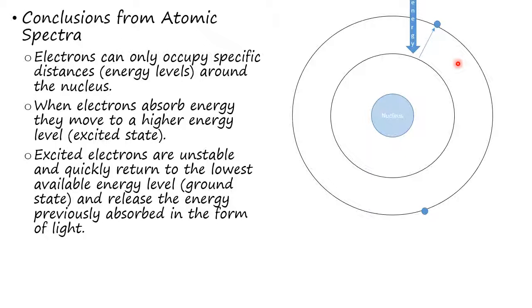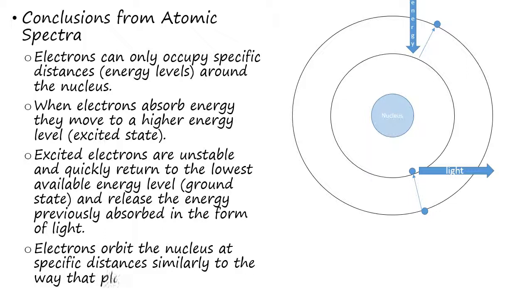Okay, so if we have an electron that is in the excited state right here, and it's unstable, so it's going to fall back down to the ground state, and it's going to then release energy in the form of light. Okay, and so the reason why this is called the planetary model is because it was determined by Bohr that electrons orbit the nucleus at specific distances similar to the way that planets orbit around the sun.